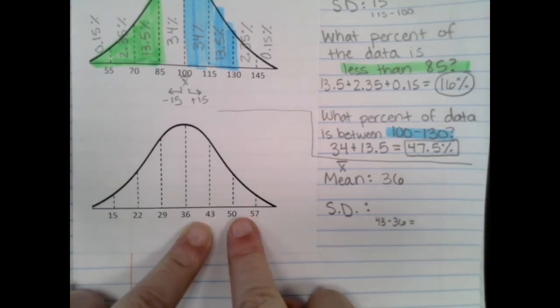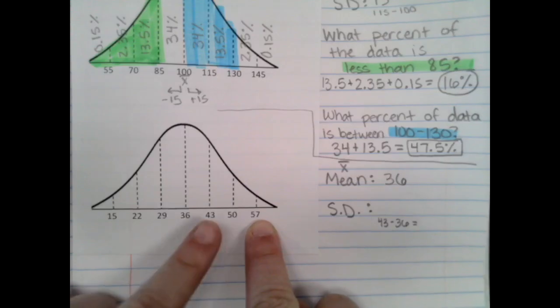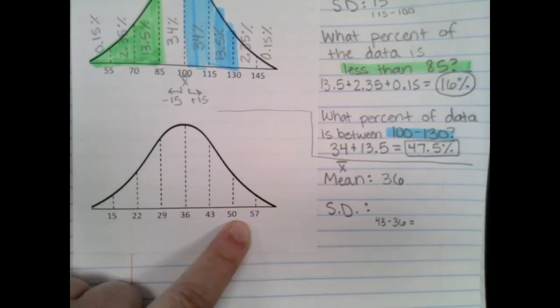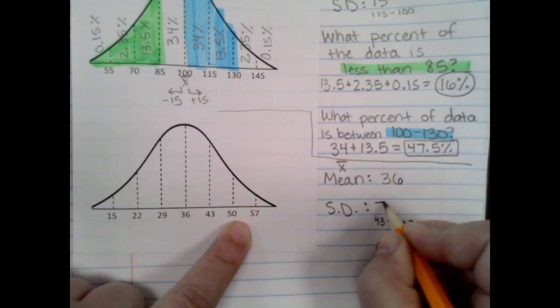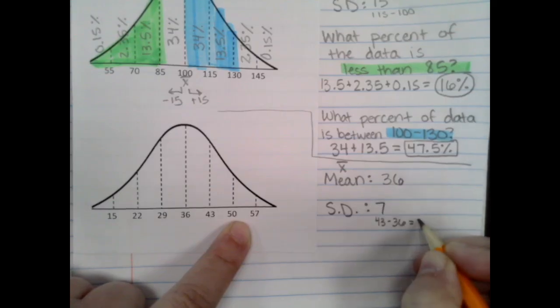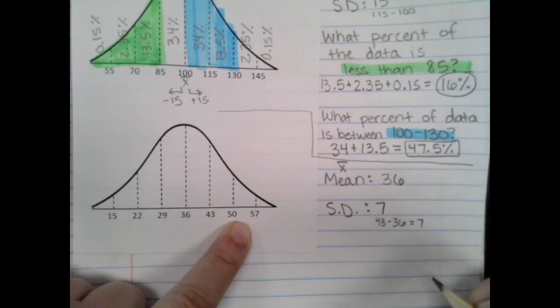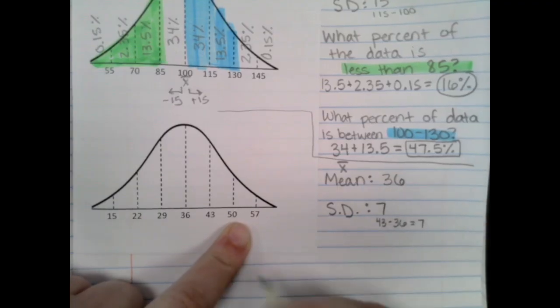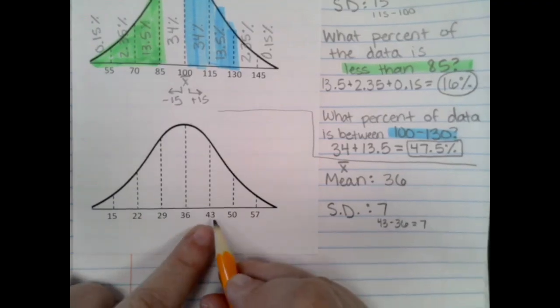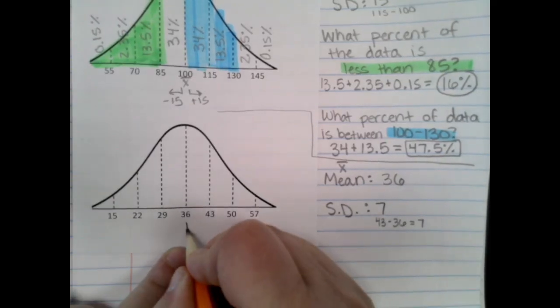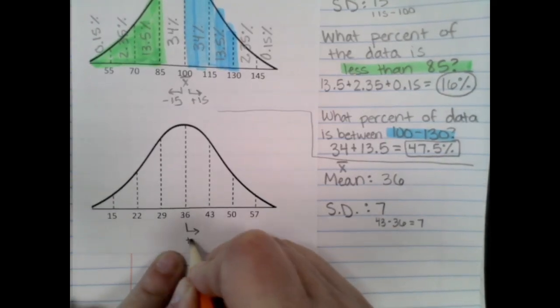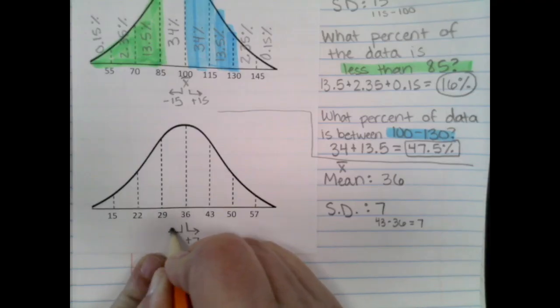Or what I would look at is this final one, 50 to 57. 50 plus what is 57? Seven, right? Am I crazy in thinking that was easy? So it should be counting by sevens. 43 plus 7 is 50, 36 plus 7. So as we go to the right, we're adding 7. As we go to the left, we're subtracting 7.